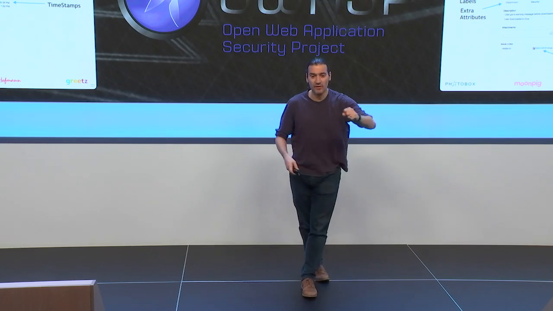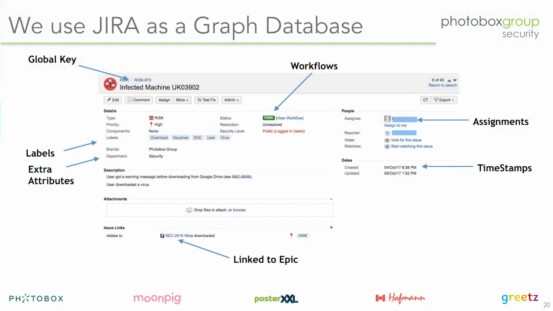But the point is you learn and you go back and you evolve and it gets better. So we use Jira as a graph database. Now this is a very important concept. Jira is great at a lot of things, it's bad at a lot of other stuff.